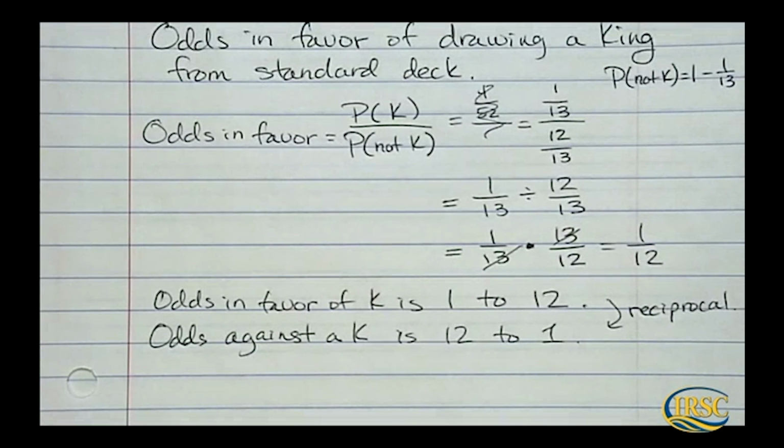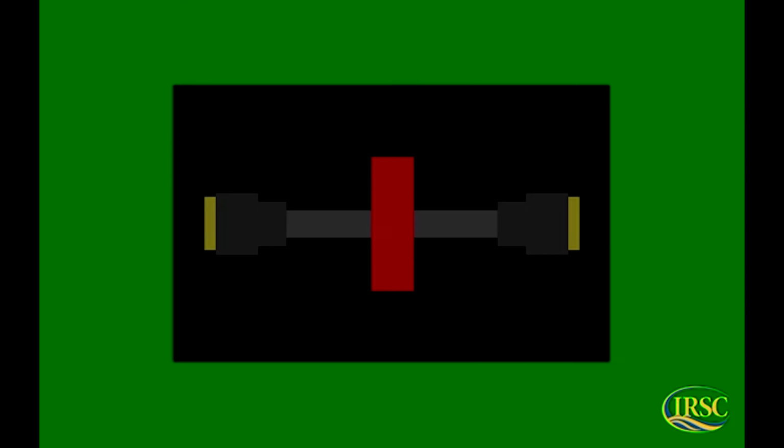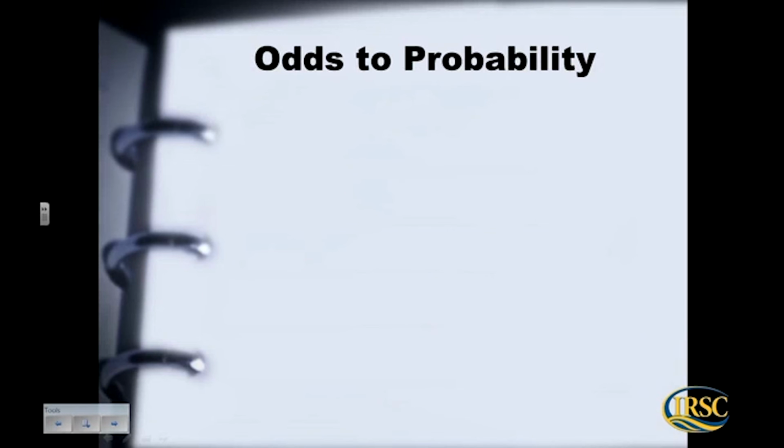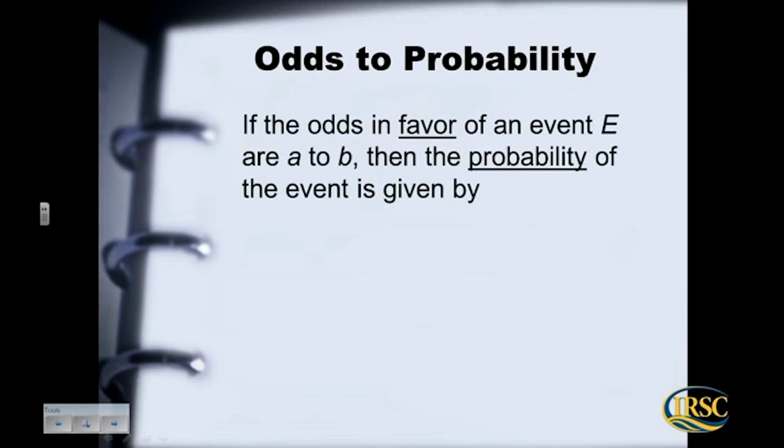Okay, so that's when you don't know the odds, but you know the probability of something. You're also going to take a look at problems when you know the odds, but you don't know the probability of it happening. So if the odds in favor of an event E are A to B, okay, we've gotten used to that pattern now, A to B, then the probability of the event is given by this formula. So if you have to go backwards and find what the probability would have been originally, you just take your A and put it over A plus B.